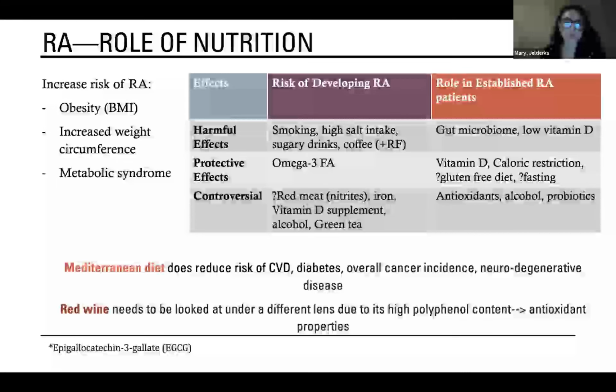So I overall do encourage the Mediterranean diet. This is the healthiest diet that we can try to follow, again, to reduce overall cardiovascular risk, diabetes, cancer risk, neurodegenerative disease. And it does encompass a lot of what we've already mentioned here, where we are eating those healthy fats from fatty fishes, reduced overall red meat intake, lower salt diets, etc. Red wine does, of course, need to be looked at a little differently through a different lens because of the high antioxidant properties that are in it due to the polyphenol content. So not all alcohol is looked at the same way.